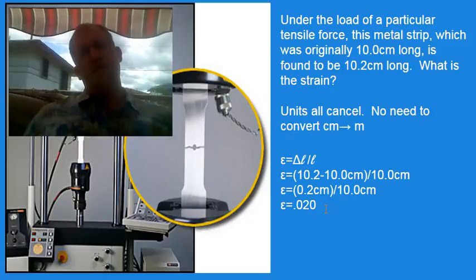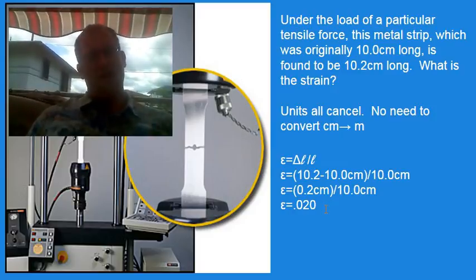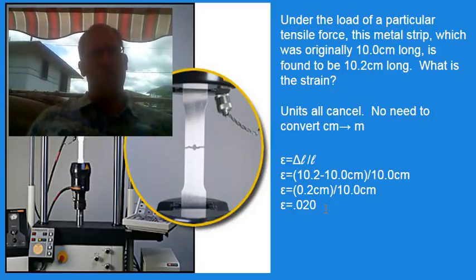And again, remember, it's the cross-sectional area, not the length. We don't care about the volume. I'm sorry. It's the cross-section for stress. It's the length for strain. There you go. Let me say that properly.